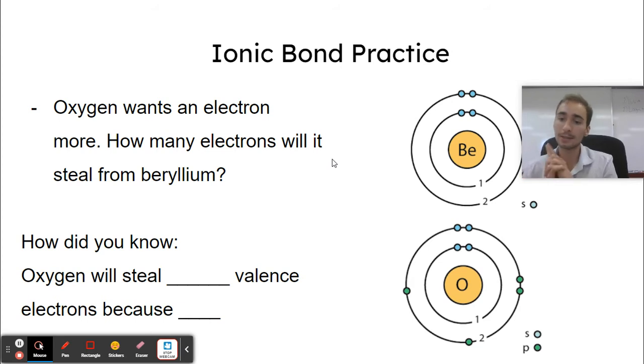So oxygen wants an electron more. It's closer to 8, so it needs to gain electrons. How many electrons will it steal from beryllium, though? How many valence electrons does oxygen need? And how do you know that that's true? Pause the video now, try and figure it out. Next.